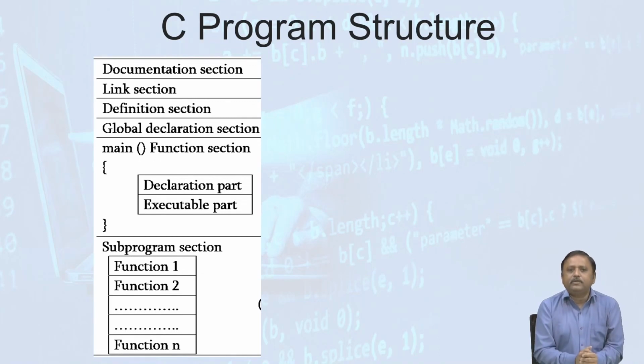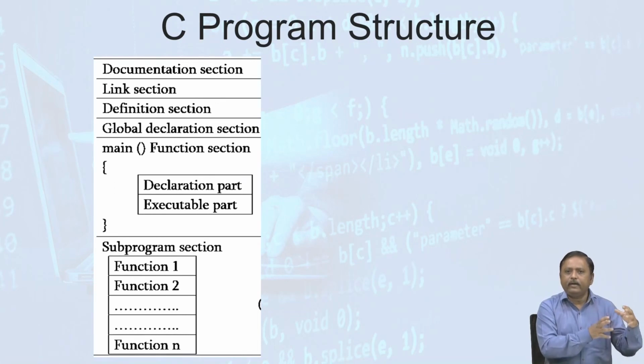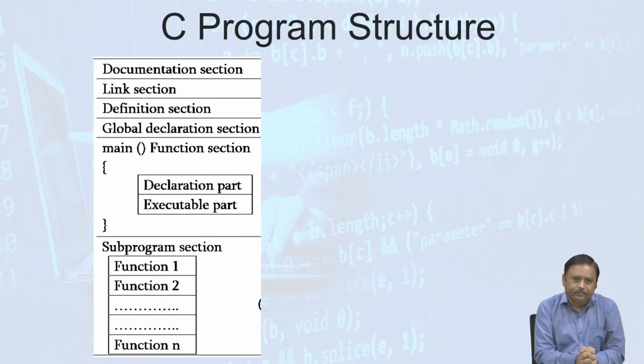Then second is called link section. Earlier we discussed that C provides a rich set of function libraries. To use that library, you have to include that file in your program. So it means you are linking other files in your program in order to use whatever functions or code defined in that file. That is called link section.